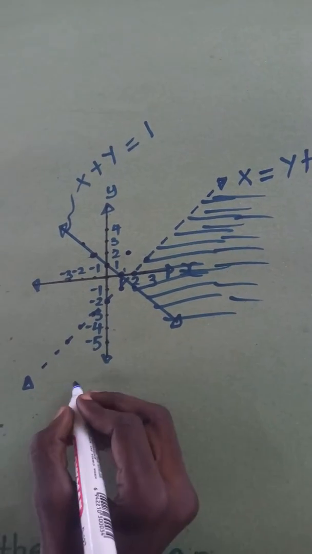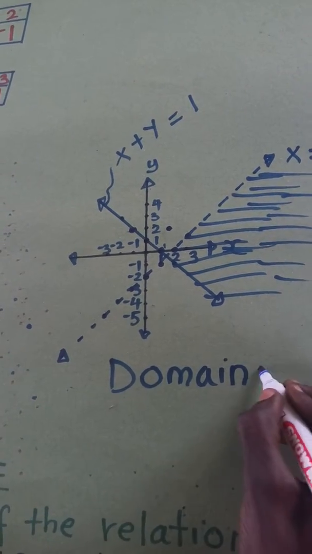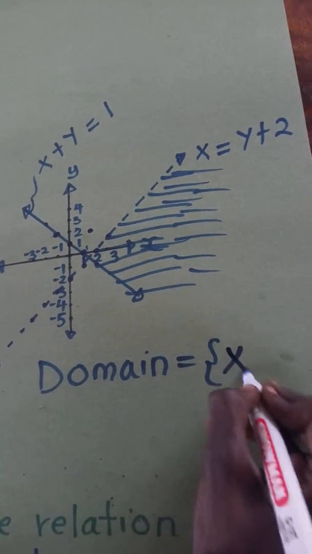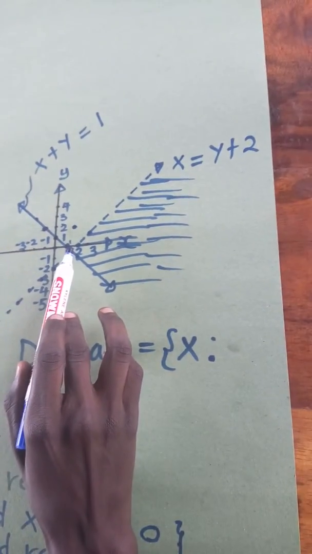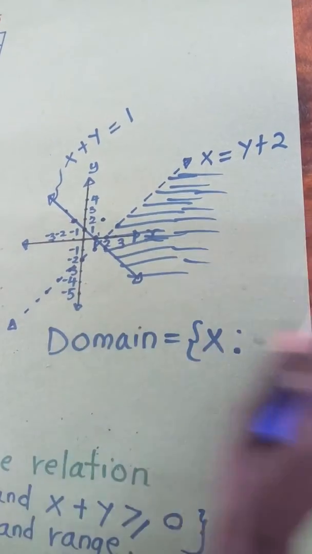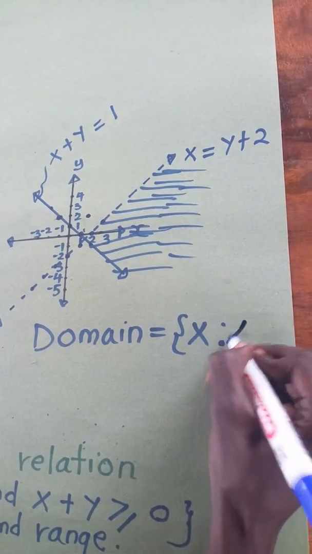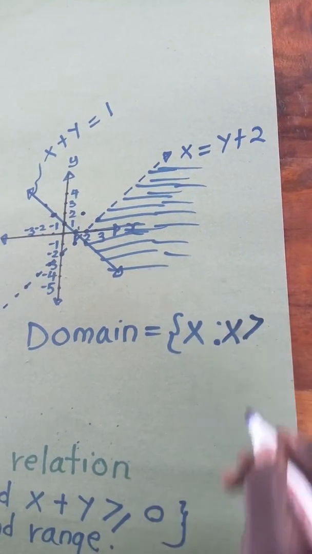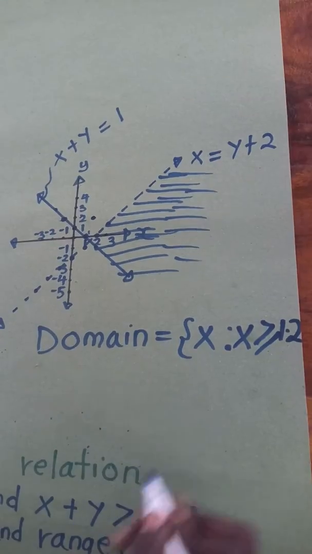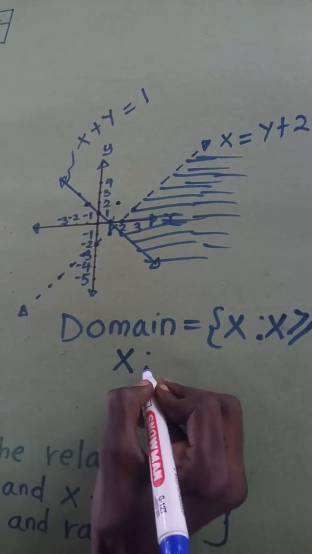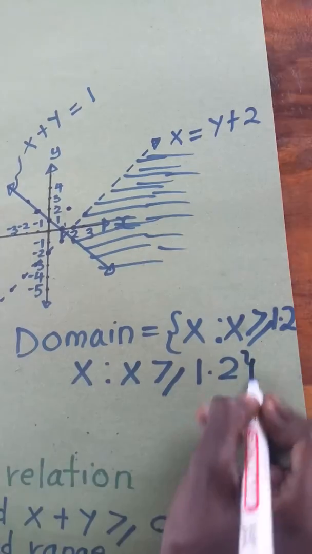So from there, the domain is the value of x. From here you're going to see that x accepts the relation from here in this direction. So here x is greater or equal to 1.2. This is the domain, that the value of x is greater or equal to 1.2.